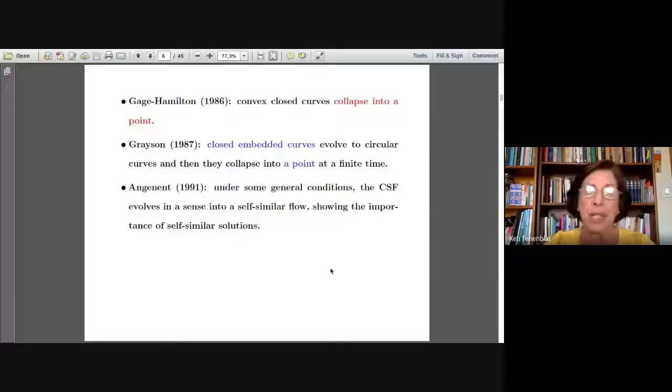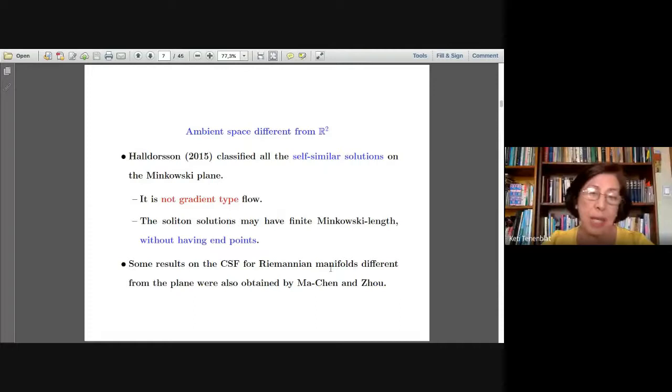homotheties, or isometries. Now, when the ambient space is not the Euclidean space, we have some work of Holdersson on the Minkowski plane. He considered the self-similar solutions on this plane, and he showed that in this case, this is not a gradient type flow. So some curves may evolve decreasing length, but others not. And also he showed that the soliton solutions may have a finite Minkowski length without having endpoints. So some other results on Riemannian manifolds different from the plane were given by Ma, Chen and Zhou.